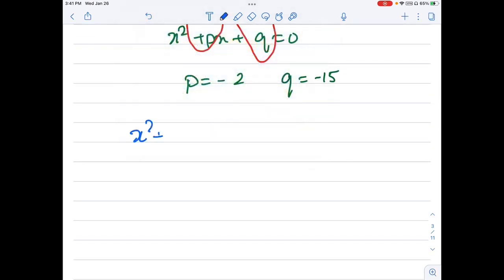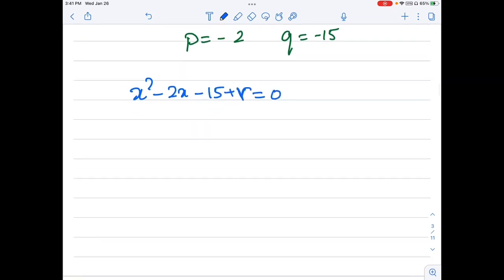x² + px, p is -2, so x² - 2x + (q + r) should be equal to 0 and should have equal roots. So what are the values over here? a value is 1, b value is equal to -2, c value is equal to r - 15. They should have equal roots.